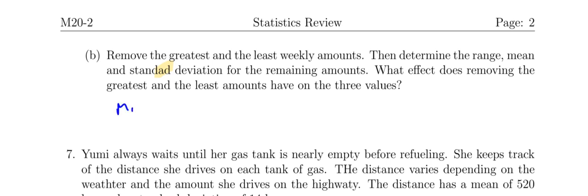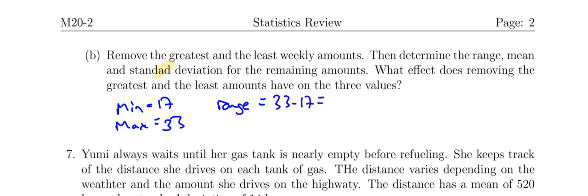what I'm going to get here is my min this time is 17. My max is going to be 33. So my range is going to be 33 minus 17. Just don't want to screw this up doing this really quickly here. 33 minus 17 is going to be 16. So there's a range of 16 there. My mean is going to equal 25.25. And my standard deviation is going to become 4.82.